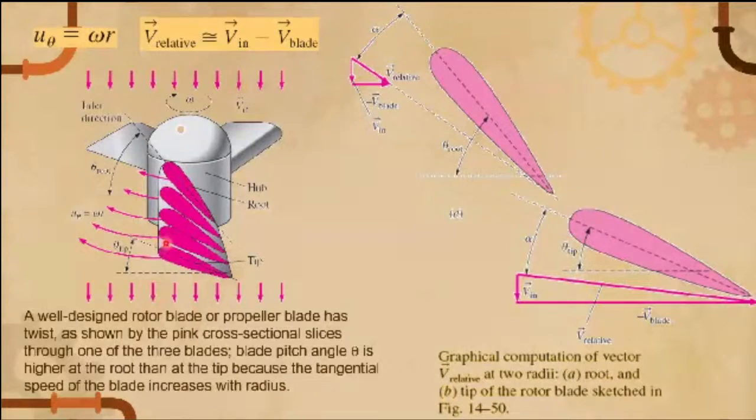1, 2, 3, 4, 5. They have 5 different tangential speeds over here. So they will try to minimize the pressure difference. When you have the angle getting smaller and smaller, meaning you will get a smaller drag and smaller pressure.